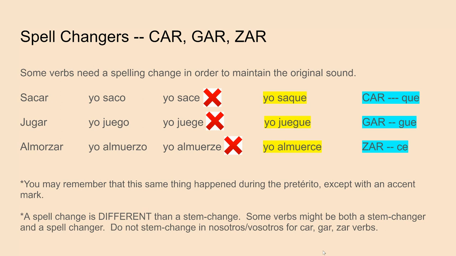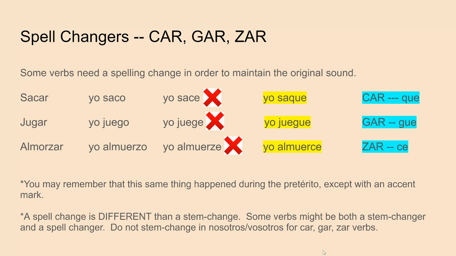So if I just went through my subjunctive process and deleted the O and then added an E, you can see there next to the red X what I would end up with. However, if I pronounce that, it sounds like yo sase, which now doesn't have that hard K sound.